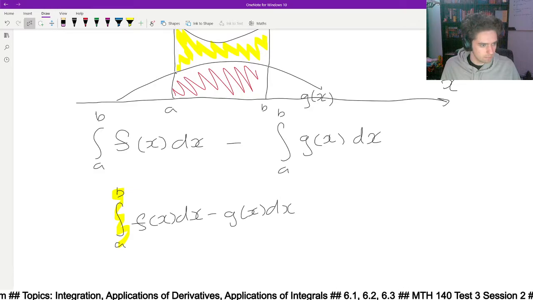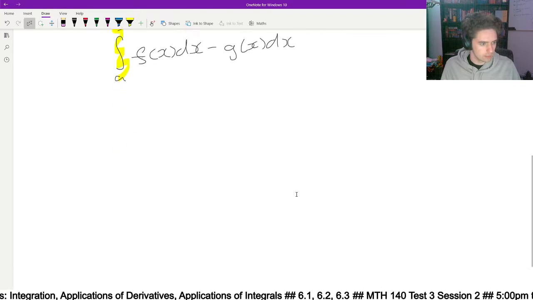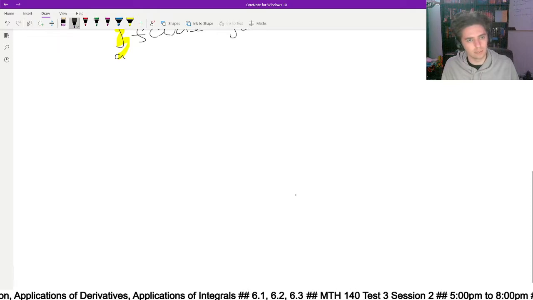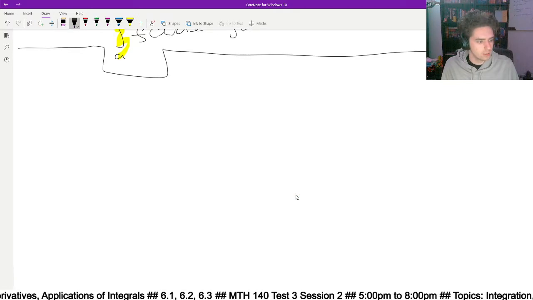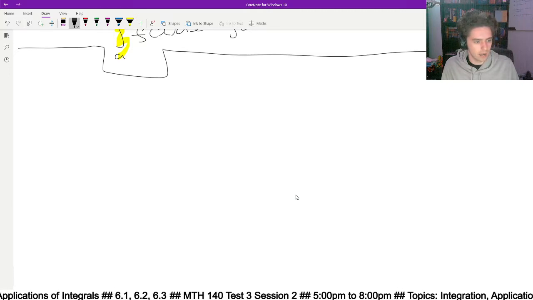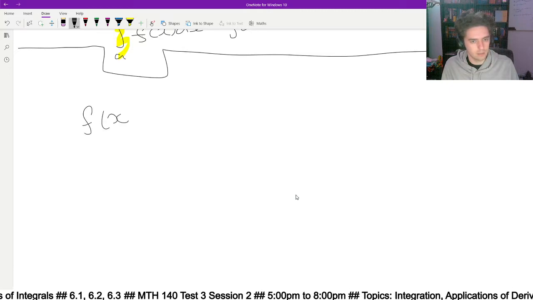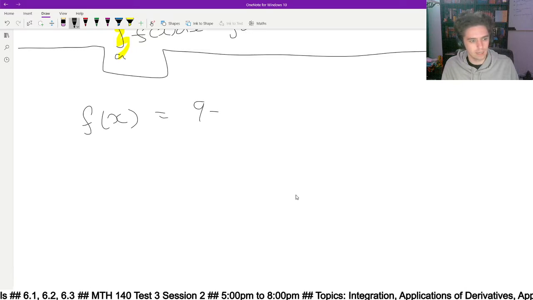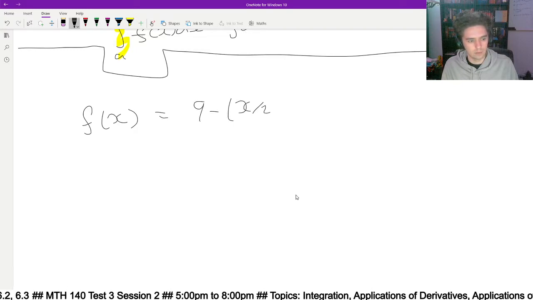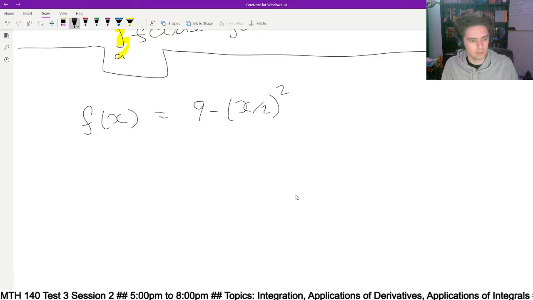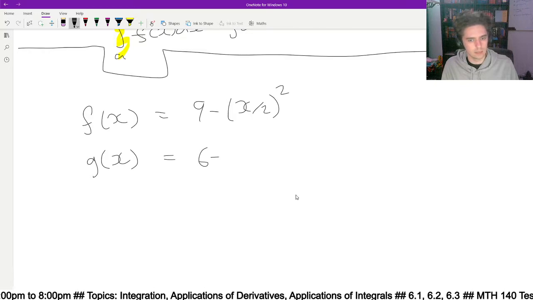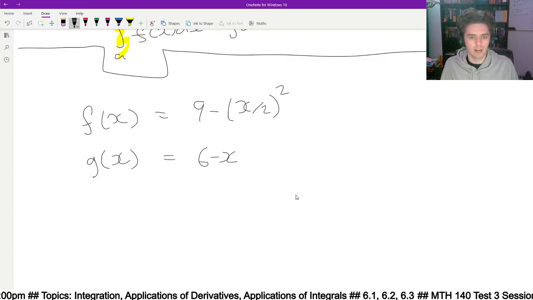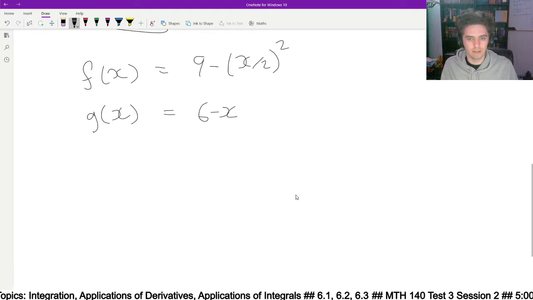Let's see. Here, how about this? I'll do an easy one, and then maybe we'll get into harder ones after that. So if R is the region bounded above by the graph of f of x equals 9 minus x over 2 squared, and bounded below by g of x equals 6 minus x, find the area of that region. Okay, so we have two things going on.